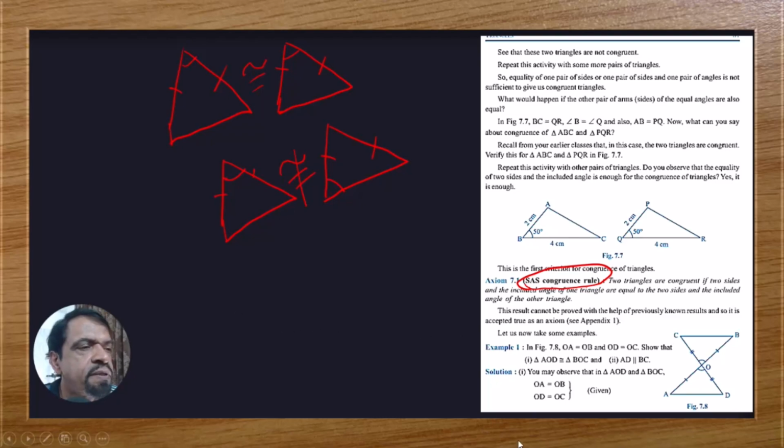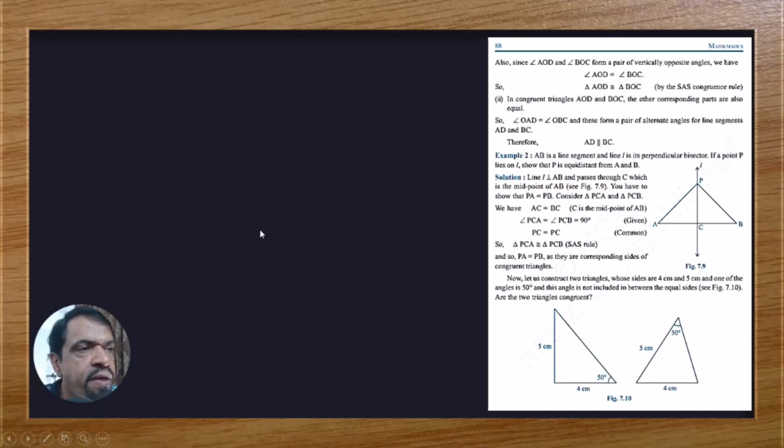So this example is very simple. We'll do only the important and some tedious examples. The simple examples you can see yourself. This is an important example. AB is a line segment, L is its perpendicular bisector. If P lies on L, show that P is equidistant from A and B.